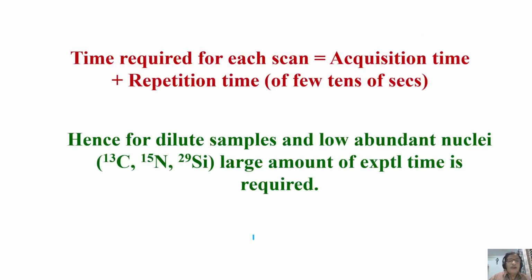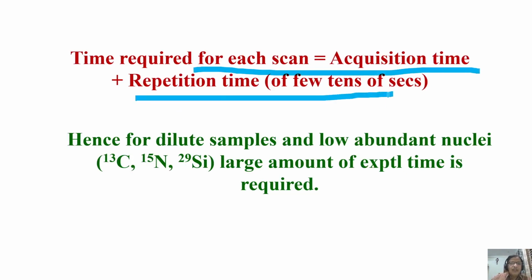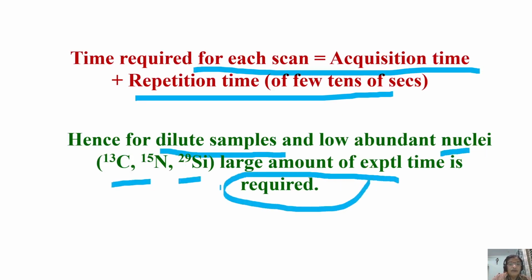So now what I am going to tell you is the time required for each scan is the acquisition time plus the repetition time. Acquisition time is the time for which you acquire signal. So if you have dilute samples like less abundant spins like carbon-13, nitrogen, etc., you have to wait for a longer time because such nuclei also have longer T1.